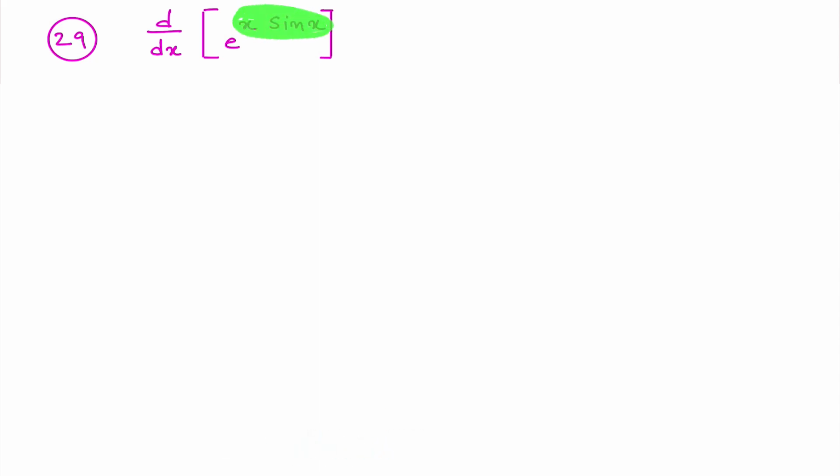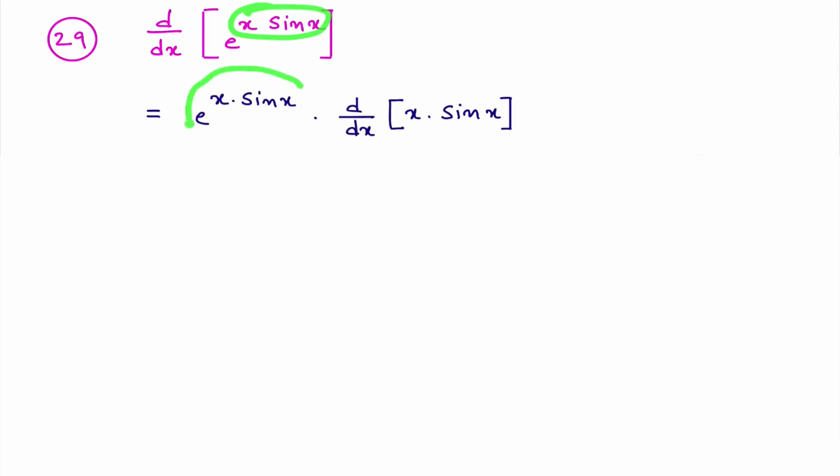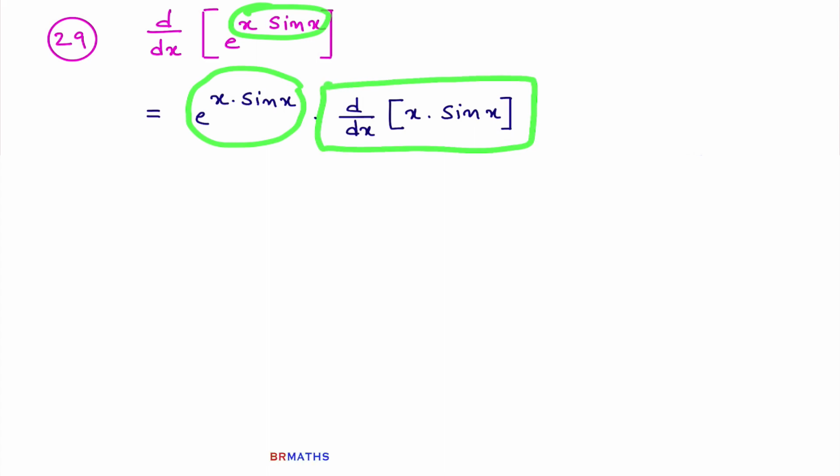I'll imagine this part as x. Then it looks like e power x. Derivative of e power x is e power x. That's why derivative of e power x sin x is e power x sin x into d by dx of, which one you imagined as x, you need to differentiate it, d by dx of x sin x. I hope you can understand this easily. This is the 29th problem in chain rule differentiation, right?